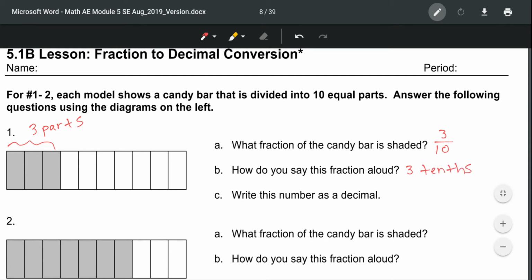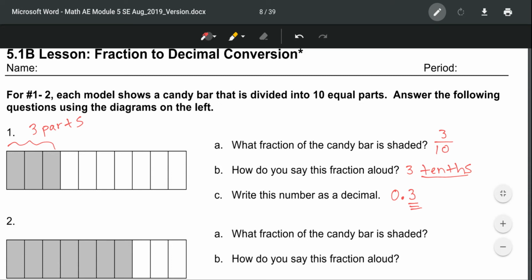And notice how we learned about place value in the last lesson. So 3/10 as a decimal, you would write 0 as your placeholder, and then you'd write your decimal, and then you'd write 3 right after the decimal point, because the number right after the decimal point is the tenths place.